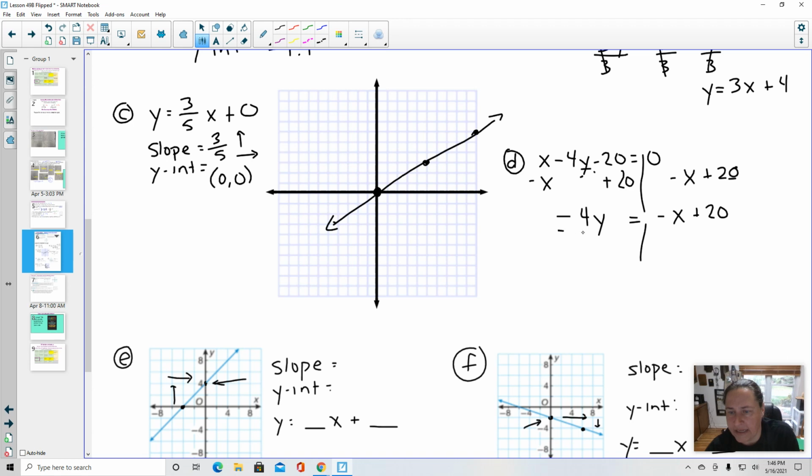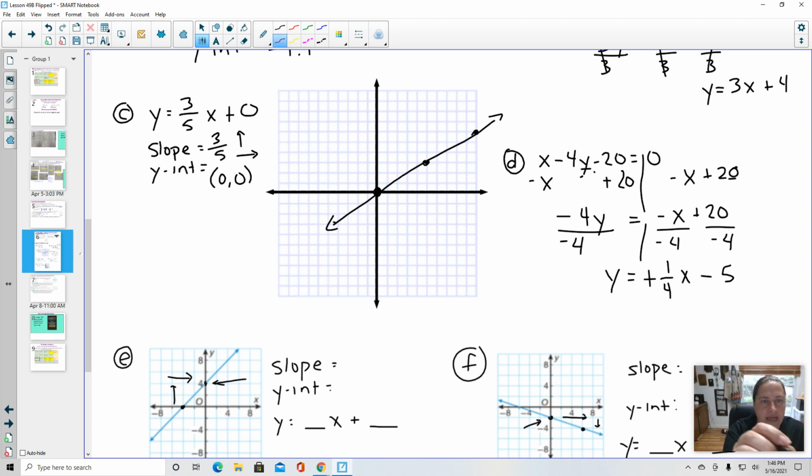But I'm not done. I need to get rid of that negative 4 as well. Divide each one by a negative 4. That leaves me with y equals a positive, since negative divided by a negative is a positive, 1/4, remember, pull that coefficient out, x minus 5. A positive divided by a negative is a negative.